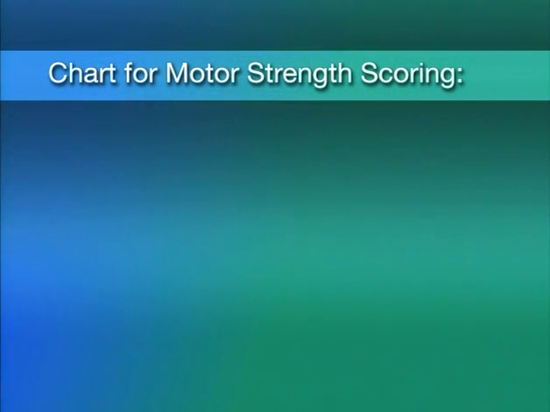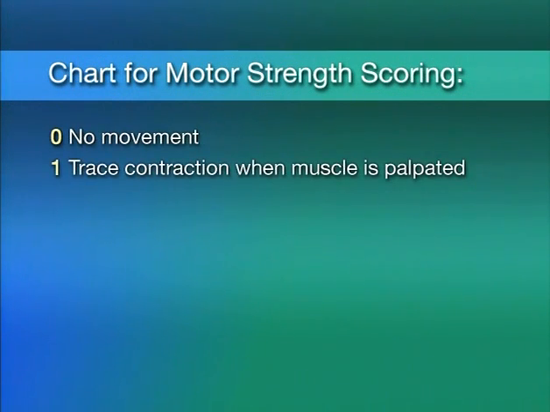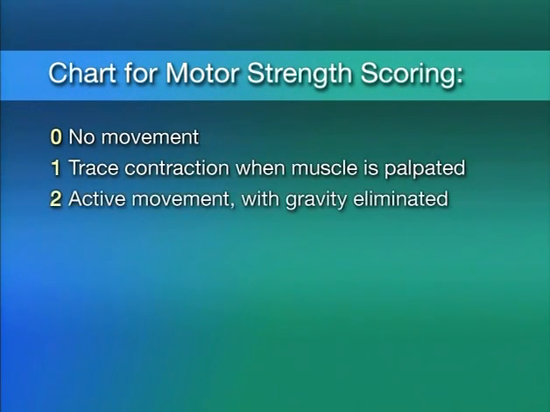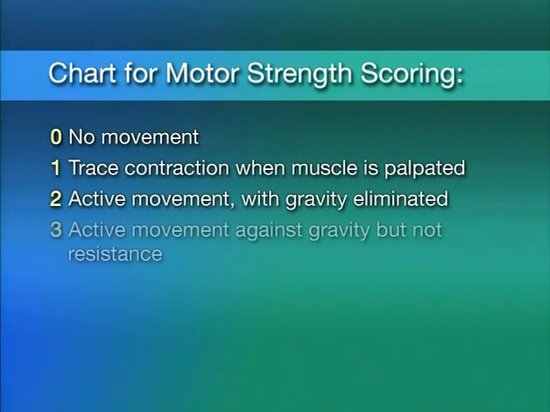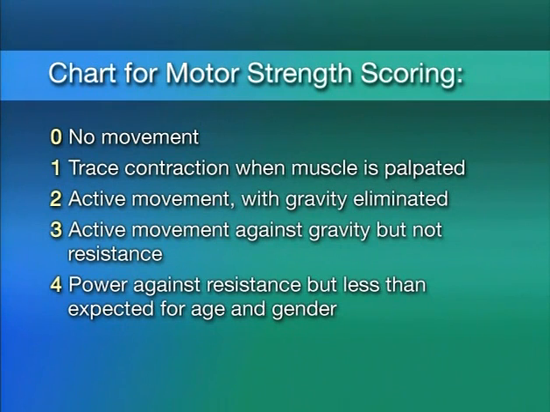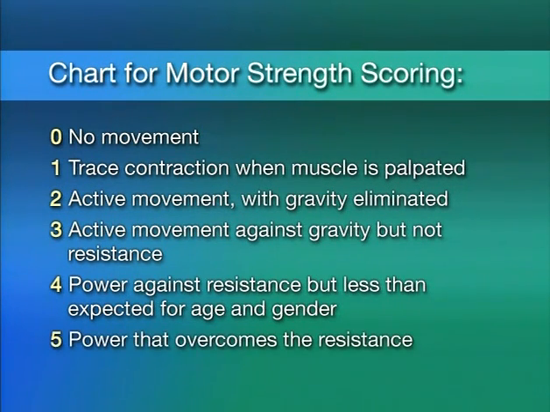Muscle strength is scored on a 0 to 5 scale, 0 being no movement at all, 1 being trace mobility, 2 movement without gravity, 3 movement against gravity, 4 movement against gravity and resistance but not with full power, and 5 full power against resistance.